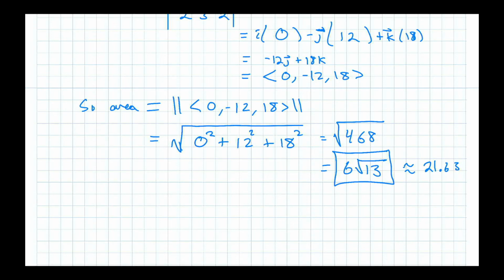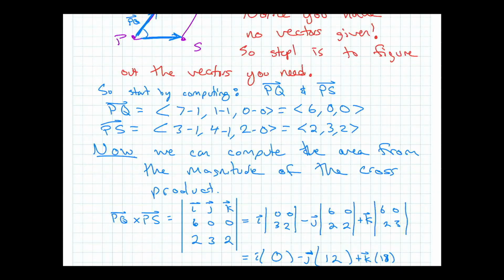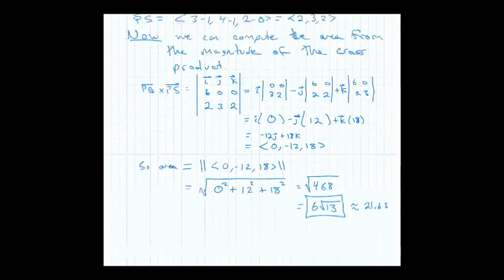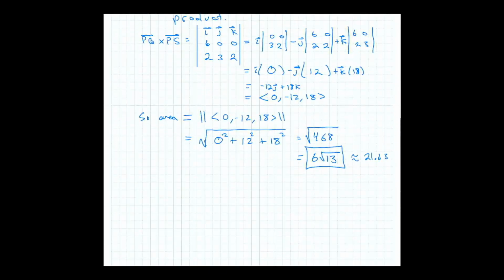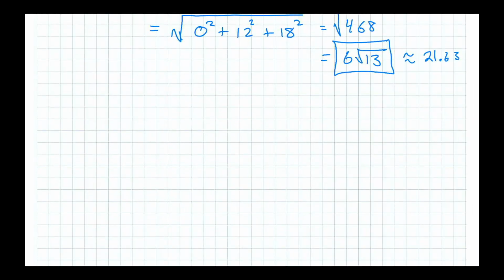Okay. So that is what it is. And yeah, we did it. So we calculated the area of a parallelogram now. Okay. So now we're going to move on, and we're going to talk about triple scalar products, which also have something to do with geometry. But first, we're going to talk about what the triple scalar product is.